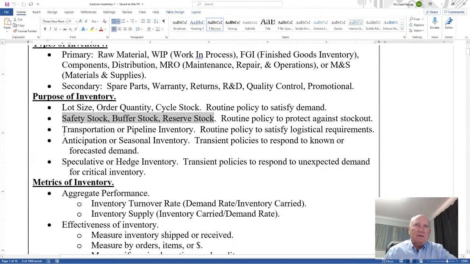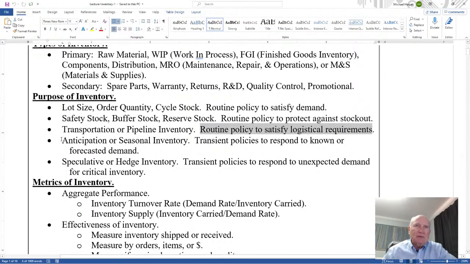Another purpose would be transportation inventory, or pipeline inventory, and this is a routine policy to satisfy logistical requirements. In other words, if you have a very long lead time, that inventory has to be counted as inventory, depending on how the pipeline or transportation inventory is handled and who owns it.